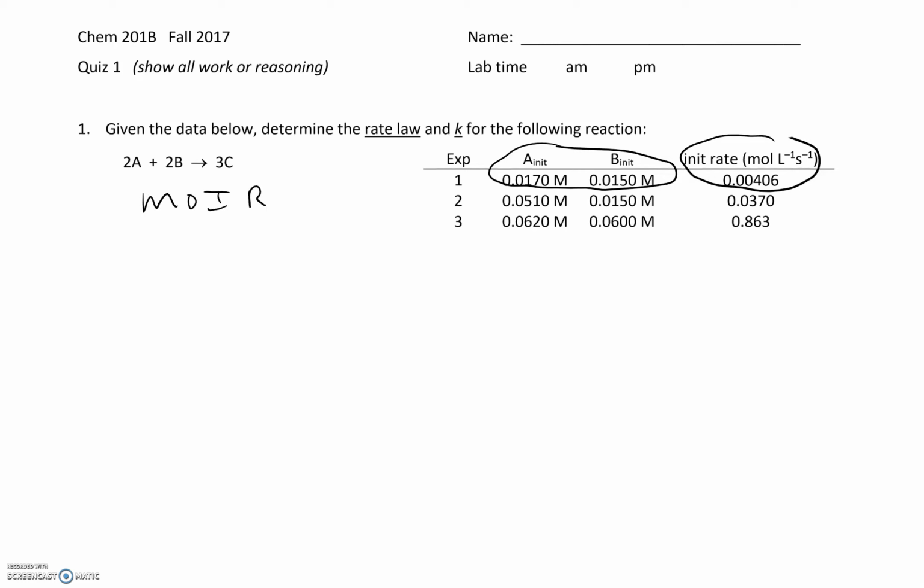In the method of initial rates, we can look at the ratio of the rates for any two of the experiments. We can pick the ratio of the rates for the first experiment and the second experiment. We can see that the concentration of B stays the same, but A changes. If we look at the ratio of the rates and the ratio of the concentrations of A, we can determine what the reaction order of the reactant A is. We can do that by setting up that ratio.